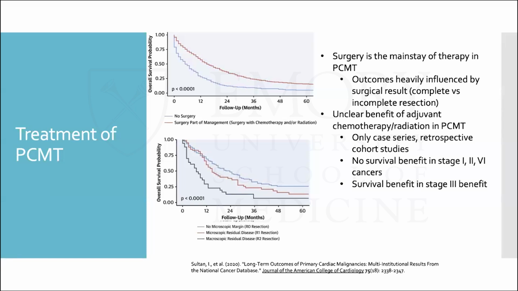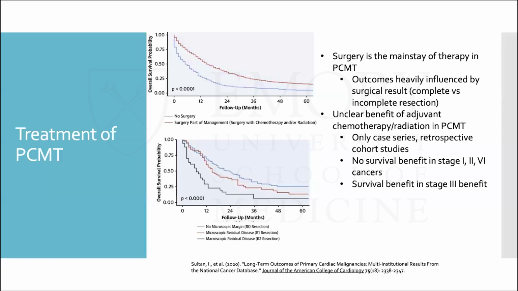There's an unclear benefit of adjuvant chemotherapy and radiation therapy. Data is really sparse here. Unlike other cancers, there are really no randomized controlled trials that compare certain chemotherapy regimens and see how well they do with primary cardiac malignant tumors. That's probably because these tumors are exceedingly rare, so it would be incredibly hard to enroll a trial like that.